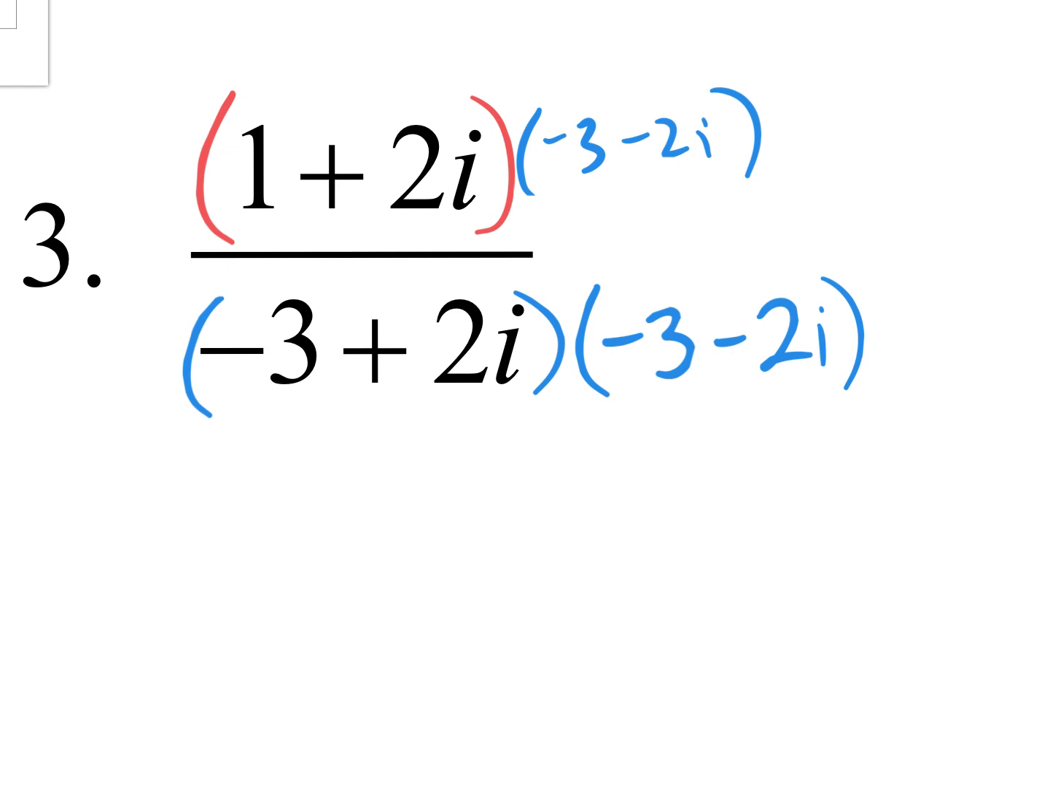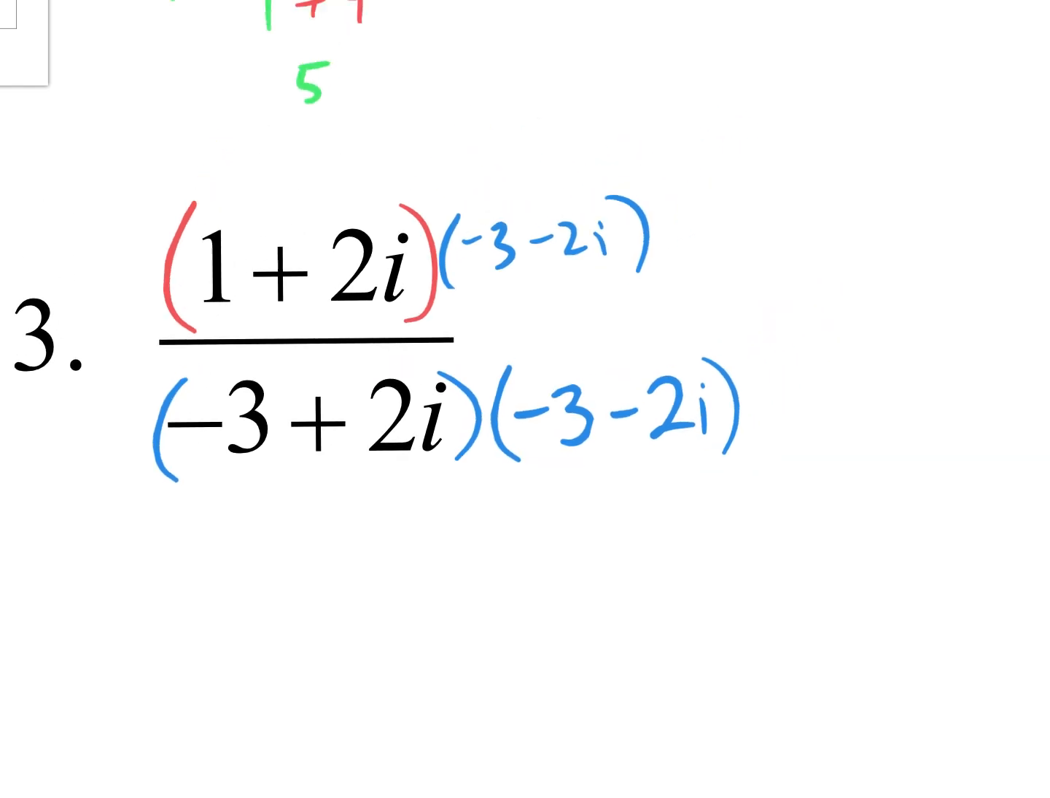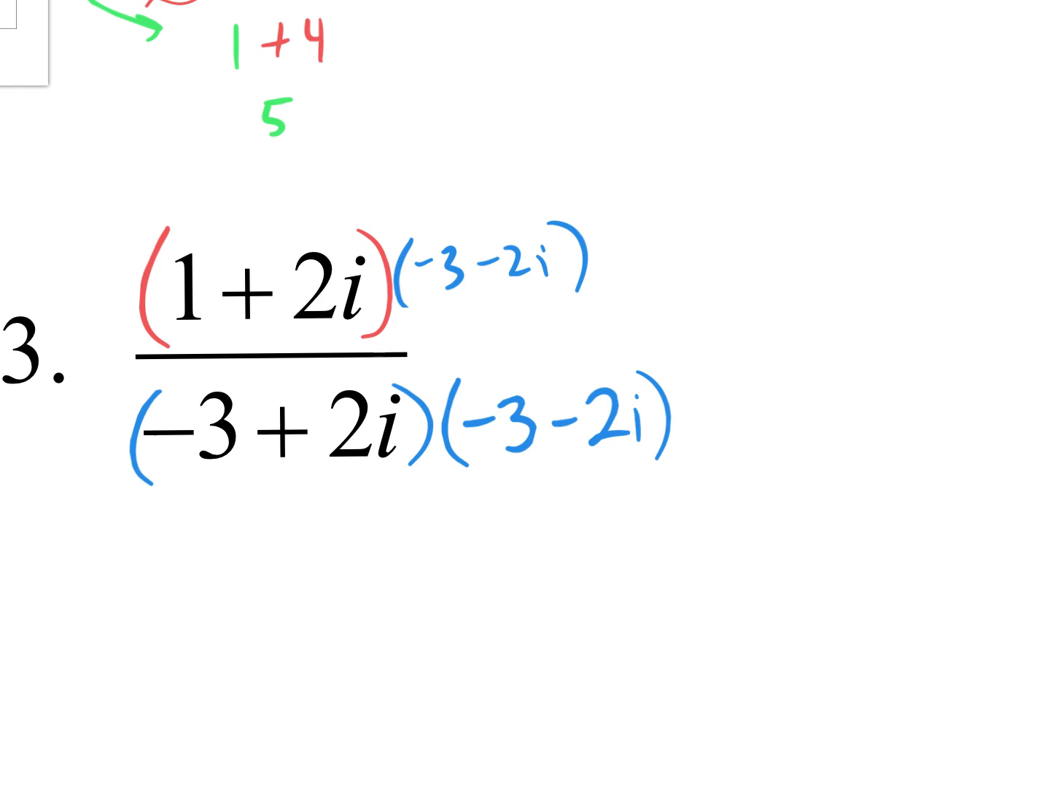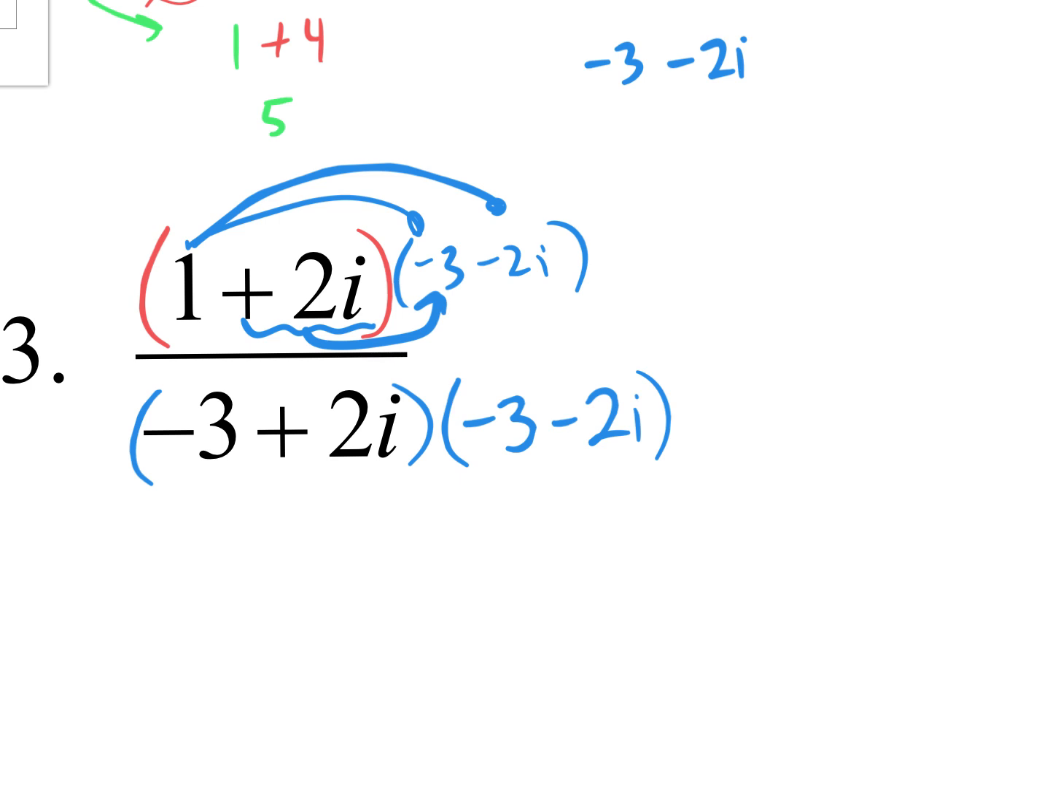The previous ones just had one term up here. So you just distributed it and you were good. Right here you have two terms, so you're going to have to do distributive property on both. Which one do you want to do, the top or the bottom first? Doesn't matter, we're going to do both. Top, okay, the top. So let me get some space up here. Up on top, when I go 1 times -3, I get a -3. When I go 1 times -2i, I get a -2i. And then I distribute the positive 2i times -3. I'm going to get a -6i. And then positive 2i times -2i is a -4i squared.